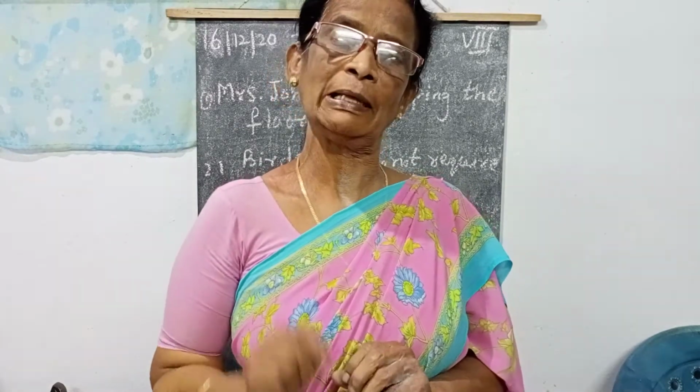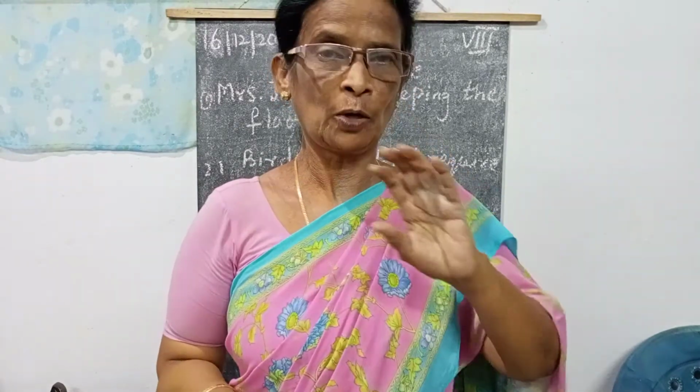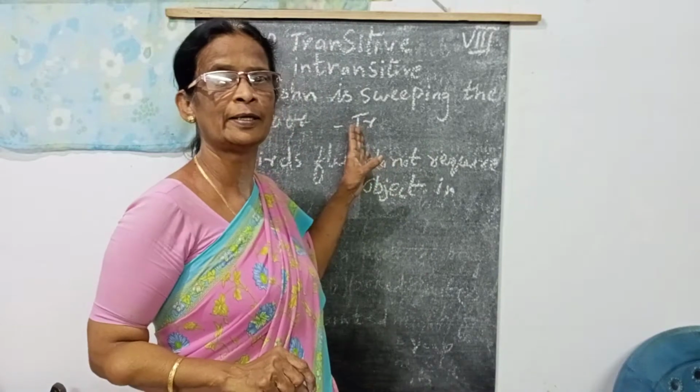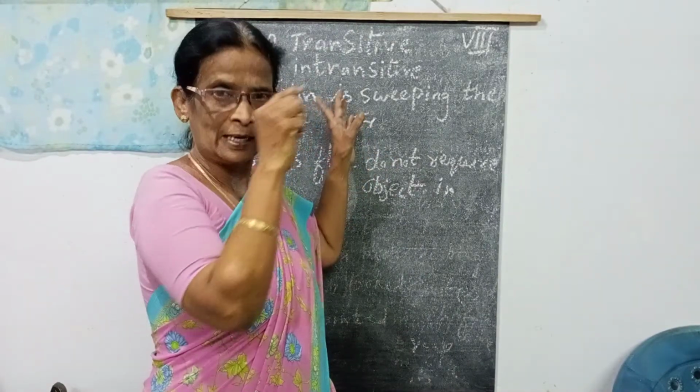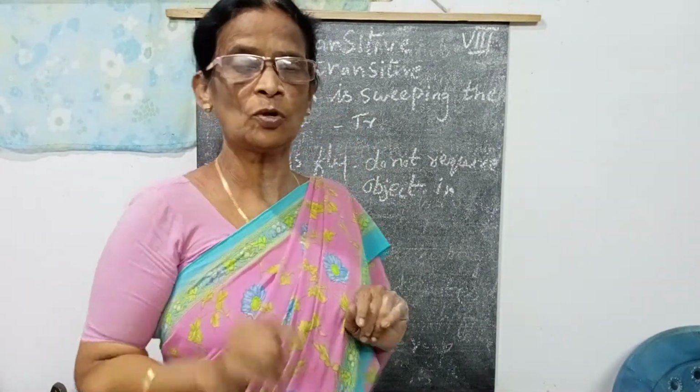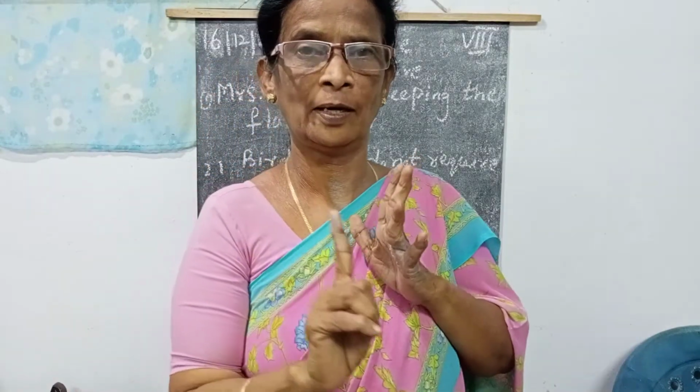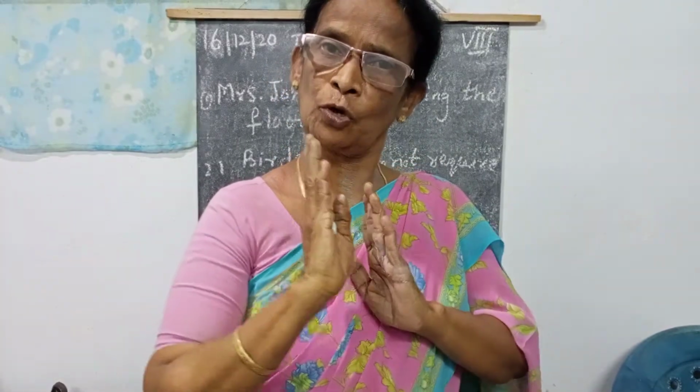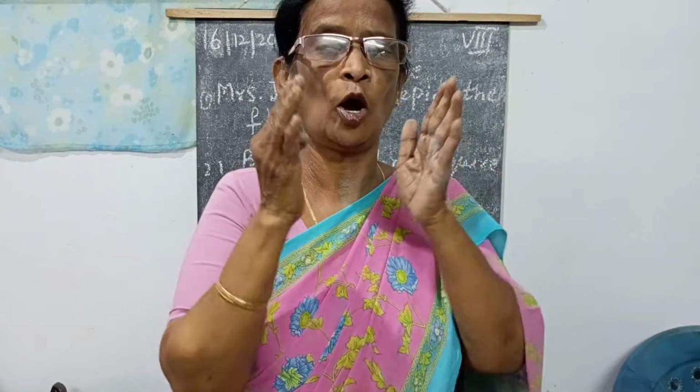Actually, in the active voice, we are going to separate three parts. One is the subject, number two is the verb, number three is the object. Here also you are going to find the three in the transitive. When we have these three, we get the full meaning. When there is no object, we won't get any meaning, only half the meaning.